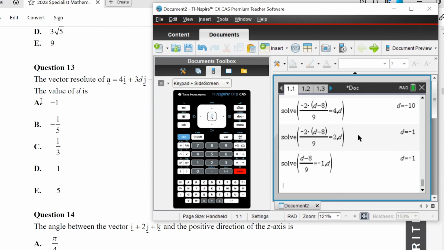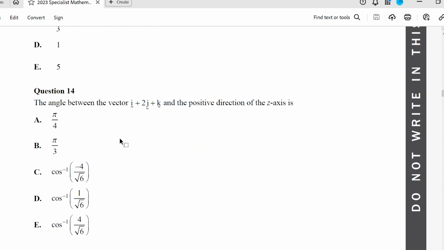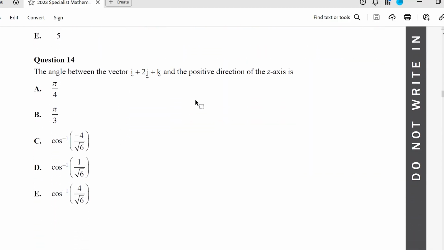All right, so question 14 is another vectors question, another angle between vectors question. And we've got this vector 1, 2, 1 and the positive direction of the z-axis.